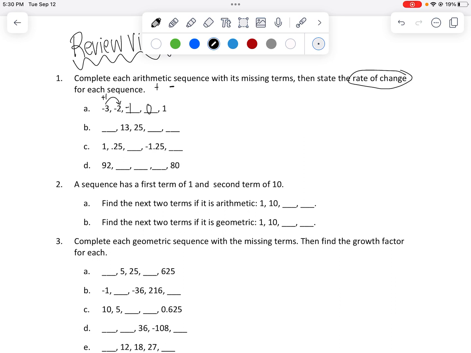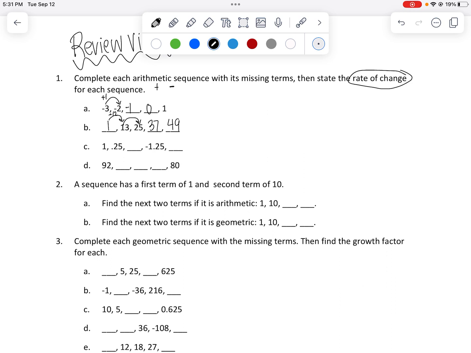The next one, from 13 to 25, that is adding 12. So subtracting 12 from 13, we would get 1 because 1 plus 12 will give us 13. And then from 25, we'd get 37 and then 49.